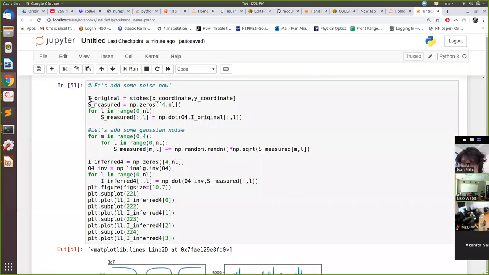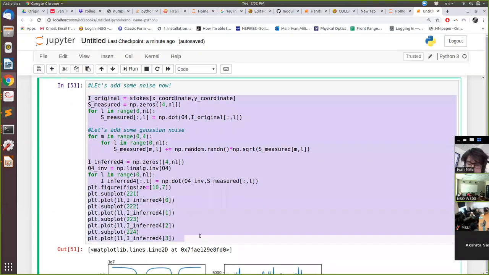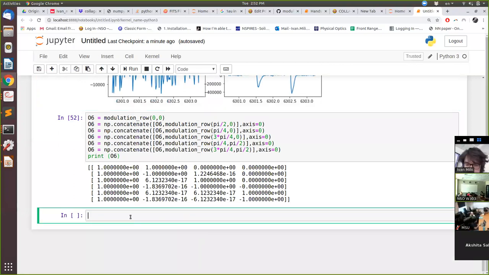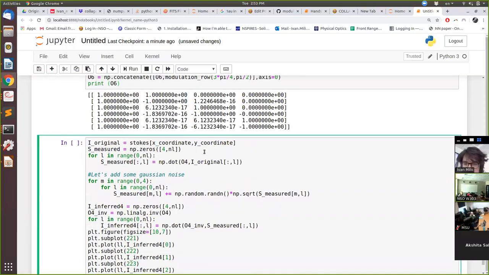We're going to do everything the same as in the previous case, except we have to take care that we are now changing the modulation scheme. So I original is the same, Stokes measured, I'm going to call it Stokes measured 6 now. It will have dimension 6 because we are doing 6 measurements. So Stokes measured 6 is MP.06 I original. We are adding again some Gaussian noise, which is this here, and I have I inferred 6, which still has dimension 4 because it's just a Stokes vector.